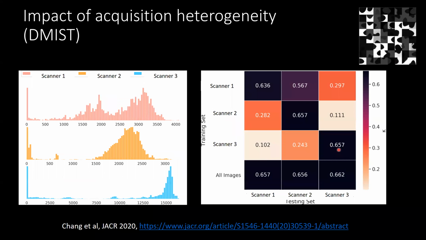In our collaboration with ACR, we were fortunate to get access to data from the Demis trial, and you can see that the 3 scanner types have highly different intensity distributions. And what I want to show here is that when a model is trained on just one scanner, it performs very poorly on the other 2 scanner types. And the only time we see good model generalizability and performance is when it's trained on all images together.